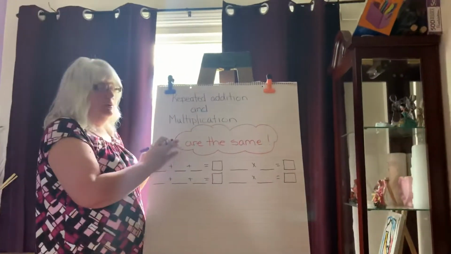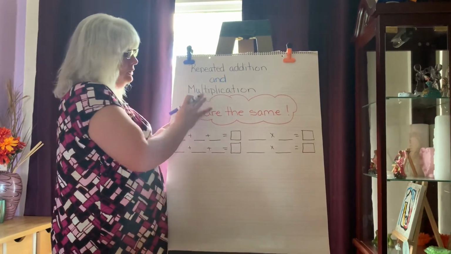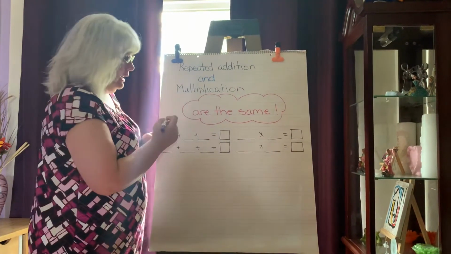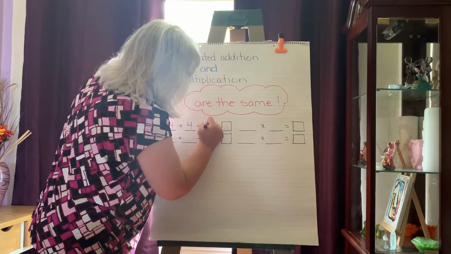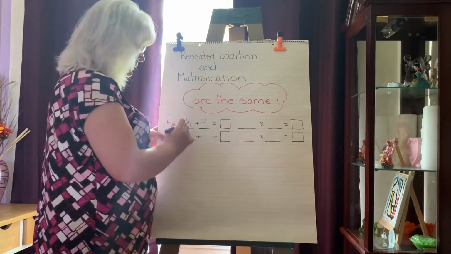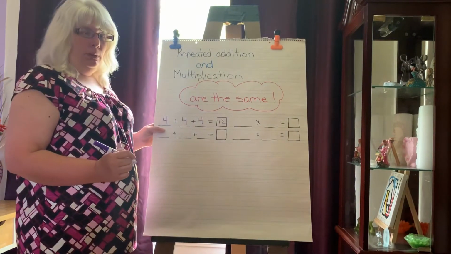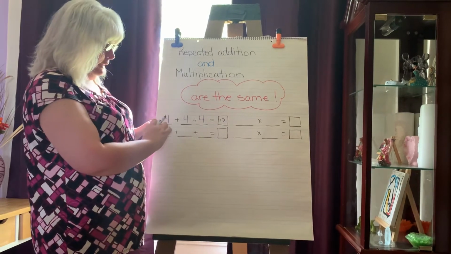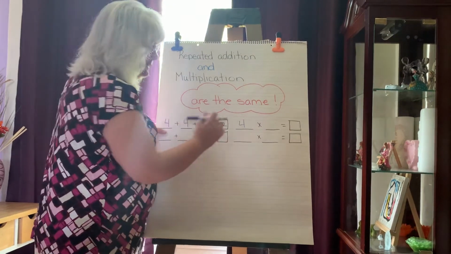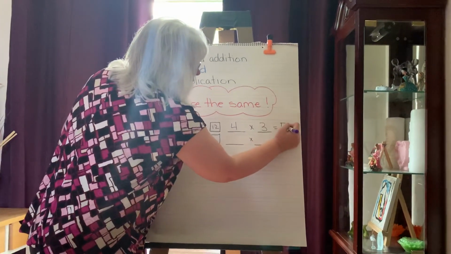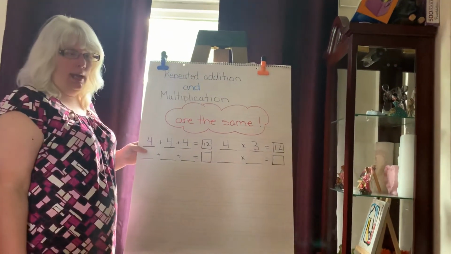Repeated addition and multiplication are the same. That's what we just learned. If we added 4 plus 4 plus 4, we would get 4 plus 4 is 8, plus 4 is 12. And if we wrote that as a multiplication sentence, we would write 4, because that's the number we're using, and we added it 1, 2, 3 times to get the answer of 12. This answer and this answer is the same.